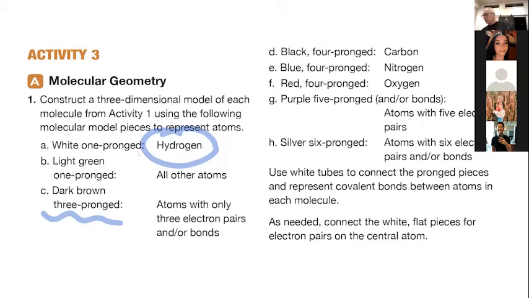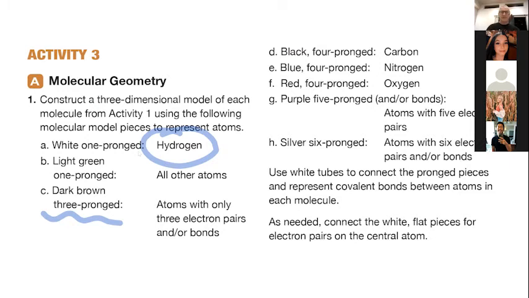Blue with 4 is nitrogen. 3 bonds, and one of these prongs is going to be a lone pair. Red with 4 is oxygen. So for oxygen, 2 of the prongs are going to be lone pairs and 2 of the prongs will be bonds. And then these white tubes, you just use these to put the molecules together.